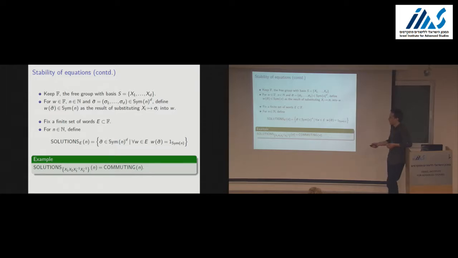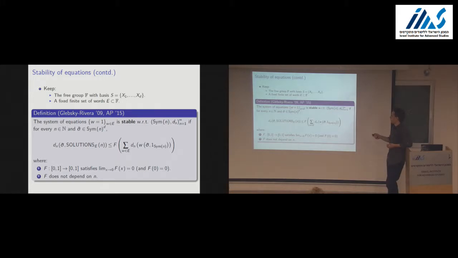Just an example to see that you're with me: the set of solutions to this singleton, which only contains one word, the commutator of size n, is just the space of pairs of commuting permutations of size n. This is what it means. But here I'm allowed to take a singleton, and I can also take larger sets, and I'm considering simultaneous equations. So I'm looking for something that solves all of the equations in the set simultaneously.